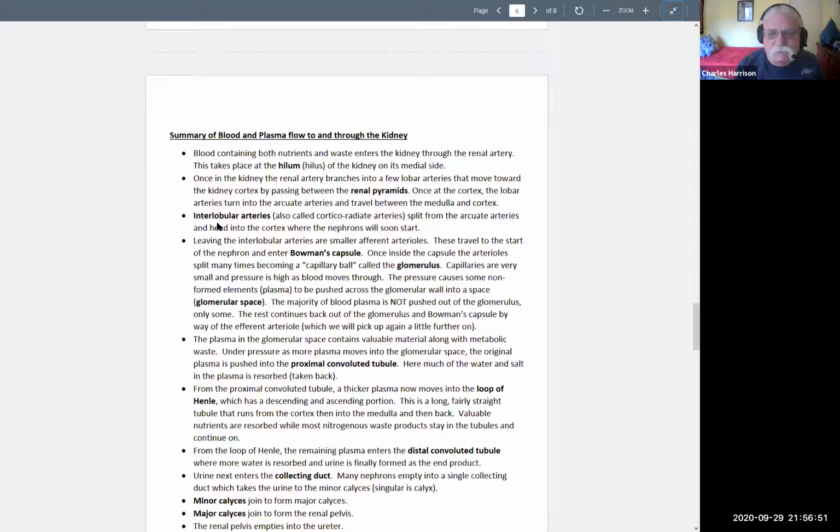These are what I refer to as the trunks of the trees, trunks of the little trees, the interlobular arteries. When blood leaves the interlobular arteries, they go into smaller afferent arterioles. Afferent meaning having an affinity or love for or desire to be with the Bowman's capsule. These travel to the start of the nephron and enter Bowman's capsule. Once inside the capsule, these can split up many times into a capillary network or ball called the glomerulus.